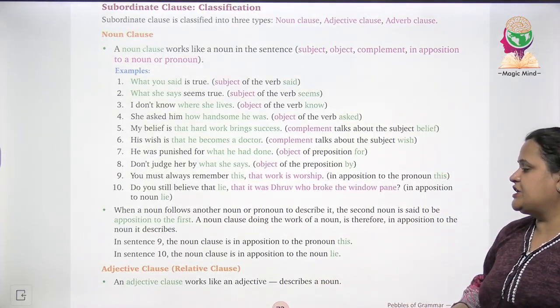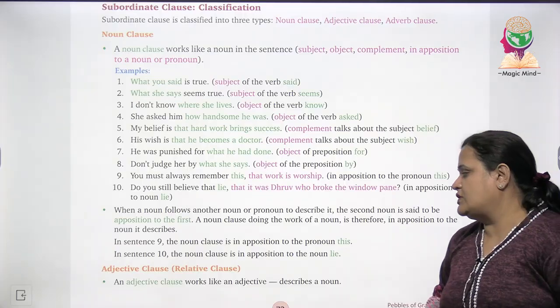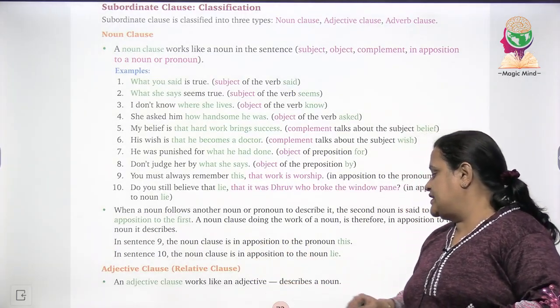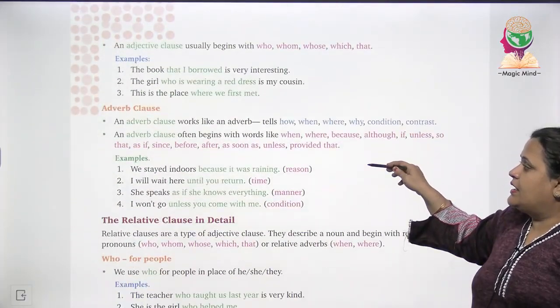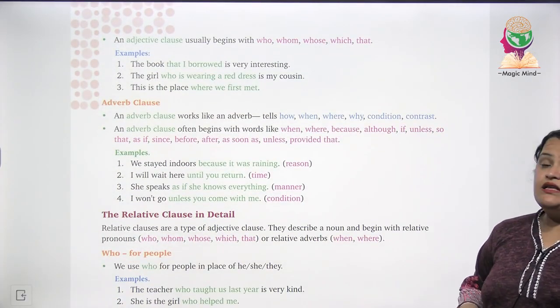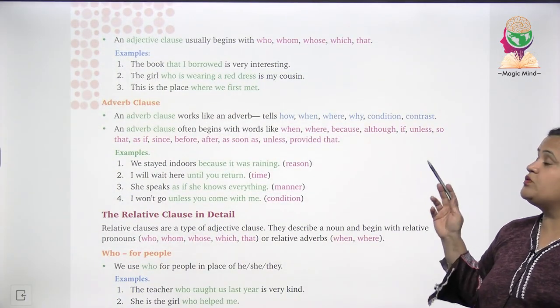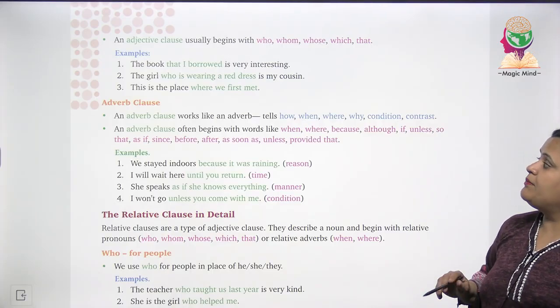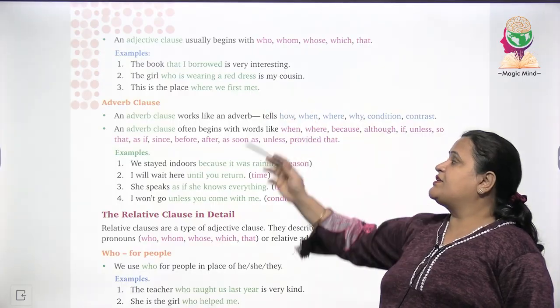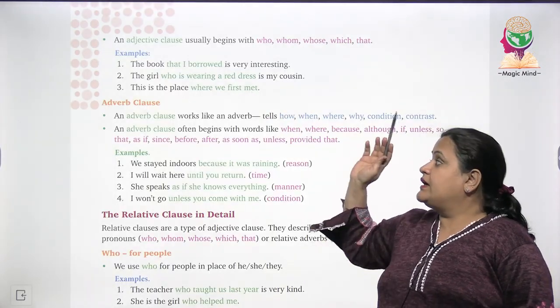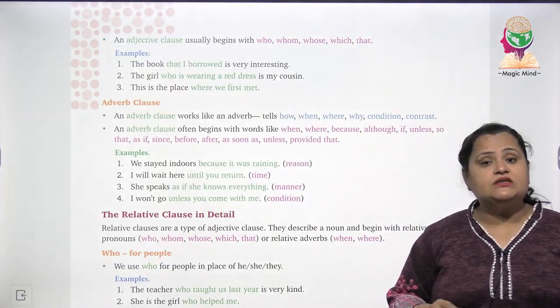Now we come to the adjective clause, that is relative clause. An adjective clause works like an adjective, describes a noun. An adjective clause usually begins with who, whom, whose, which, that. The book that I borrowed is very interesting. The girl who is wearing a red dress is my cousin. This is the place where we first met.